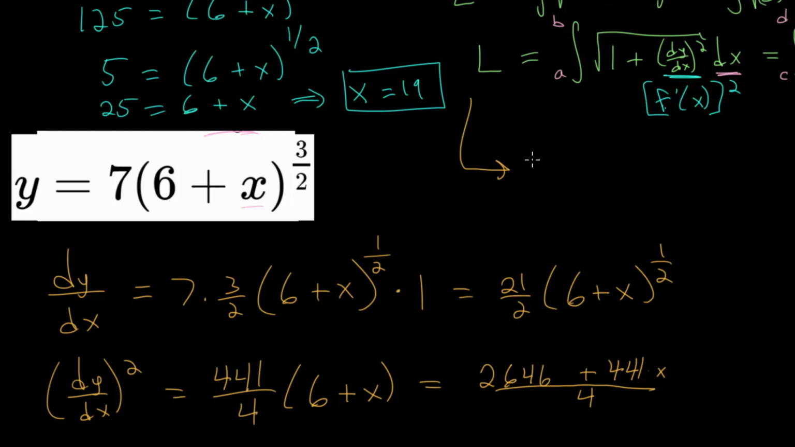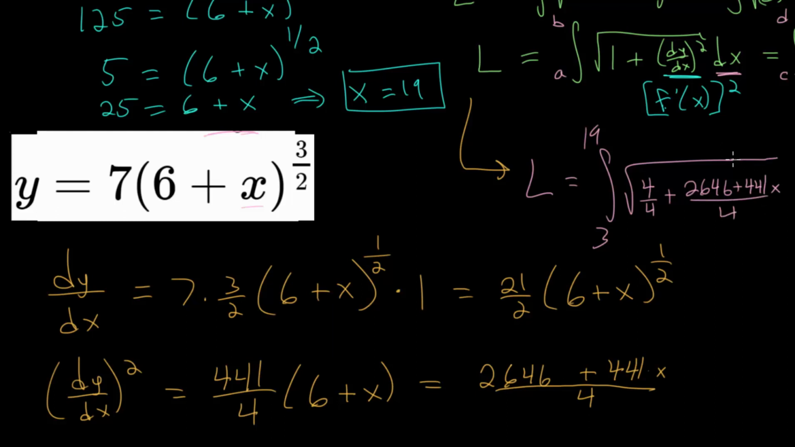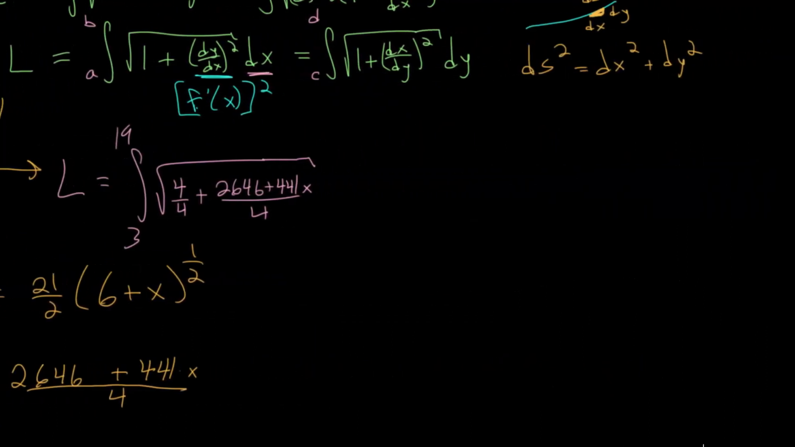We have that L, the arc length, goes between x values of 3 and 19, which we figured out above. And then we have the square root of 1, which I'll write as 4 over 4 so that we can combine it to this fraction, plus 2646 plus 441x, all divided by 4. And we'll need to simplify that, so let me make some room so that we can keep working. We also have dx on the outside.